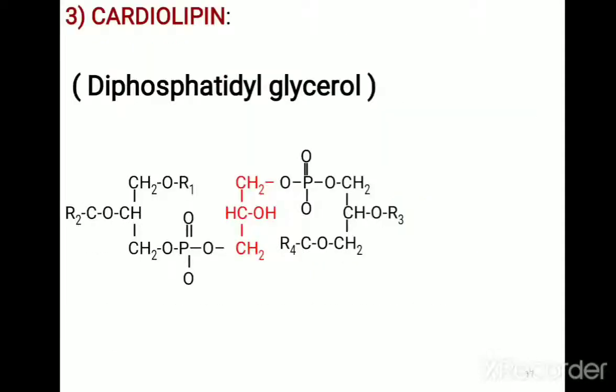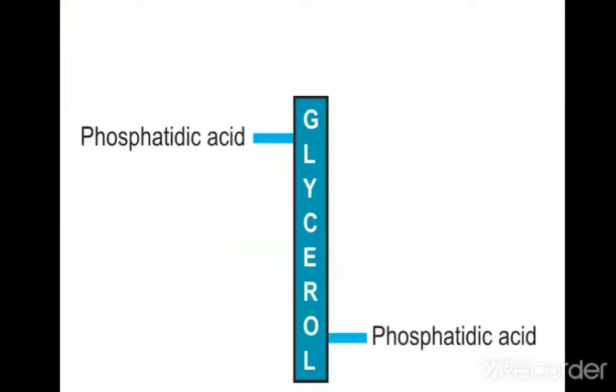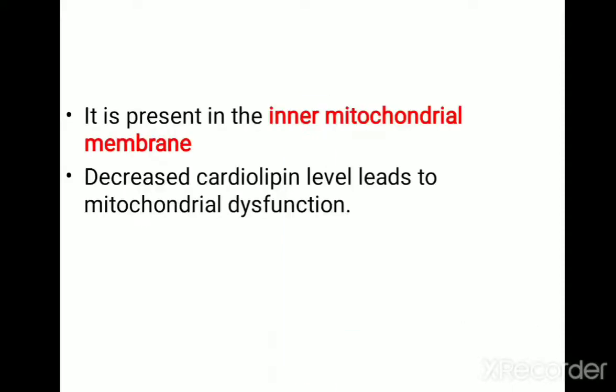And the third phospholipid is cardiolipin. Another name of this cardiolipin is diphosphatidyl glycerol. Why is it known as diphosphatidyl glycerol? Because this cardiolipin is made of 2 phosphatidic acid molecules connected with one glycerol molecule. So it is known as diphosphatidyl glycerol. What is the significance of this cardiolipin? This phospholipid is present within the inner mitochondrial membrane and is required for mitochondrial function. So deficiency of cardiolipin can lead to mitochondrial dysfunction. That is the significance of cardiolipin.